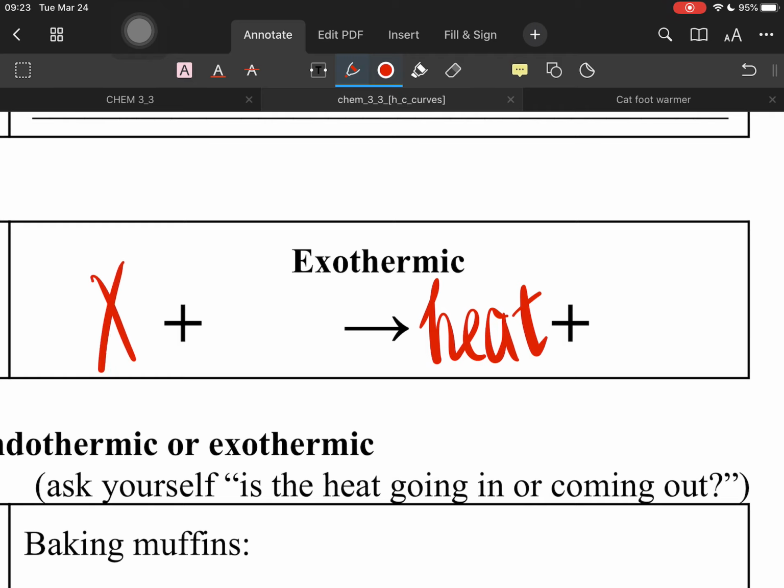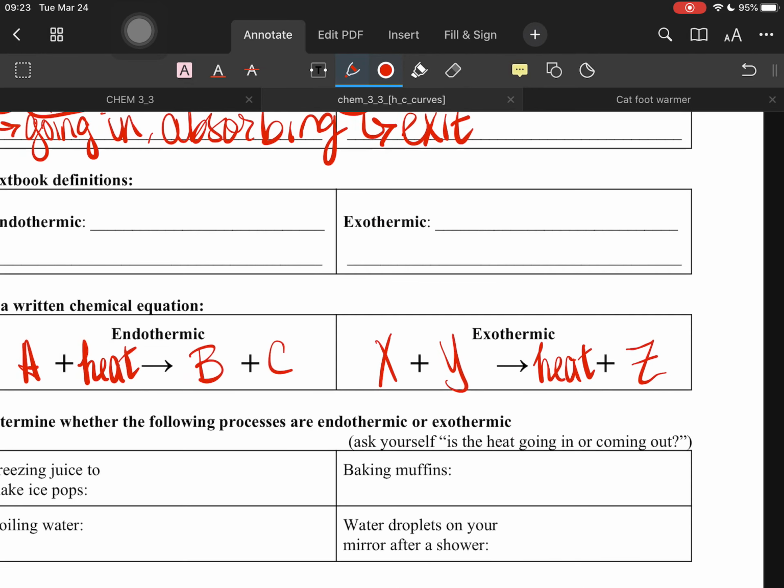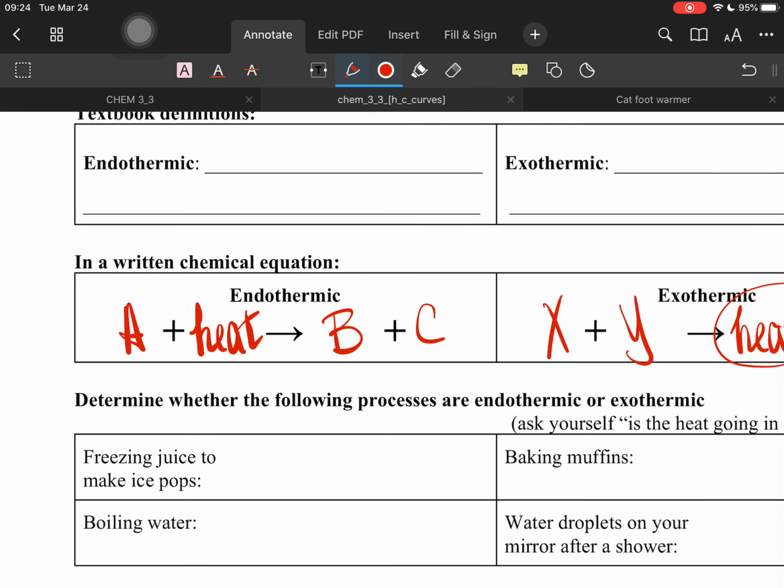And we'll just put X, Y, Z. So the point is, if you see heat on the right-hand side, exothermic, it's exiting the chemical reaction. If you have endothermic, it's going into the chemical reaction.